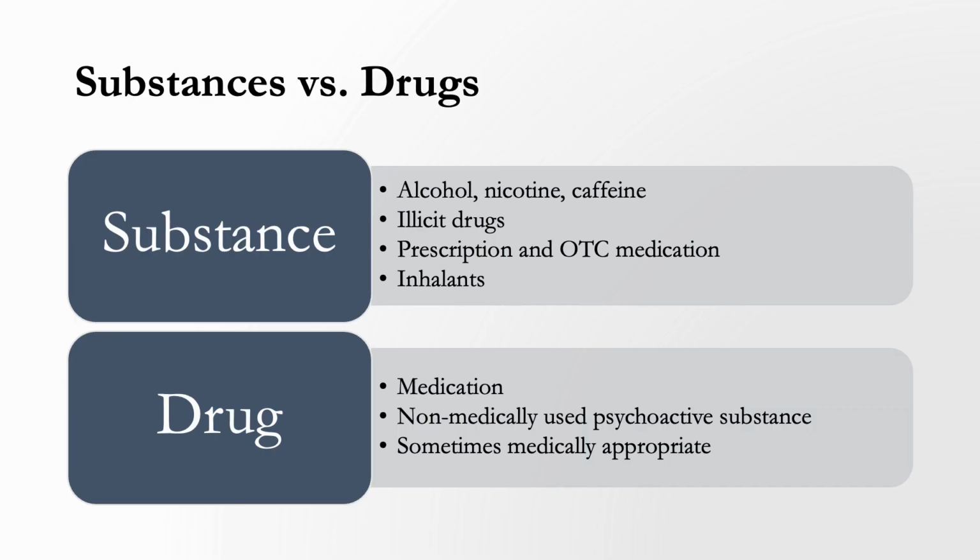In the context of substance use disorder, the Surgeon General's report on alcohol, drugs, and health defines a substance as a psychoactive compound with the potential to cause health and social problems, including substance use disorder. Substances discussed in the report include alcohol, illicit drugs, prescription-type medications used for non-medical purposes, over-the-counter drugs, and other substances such as inhalants. In contrast, a drug can be defined as either a medication or a non-medically used psychoactive substance.